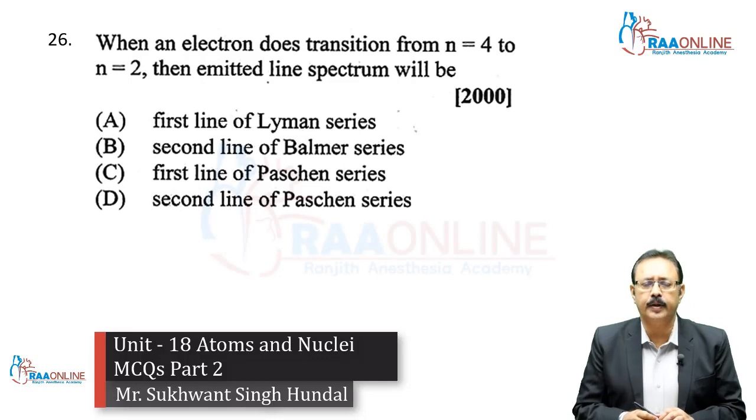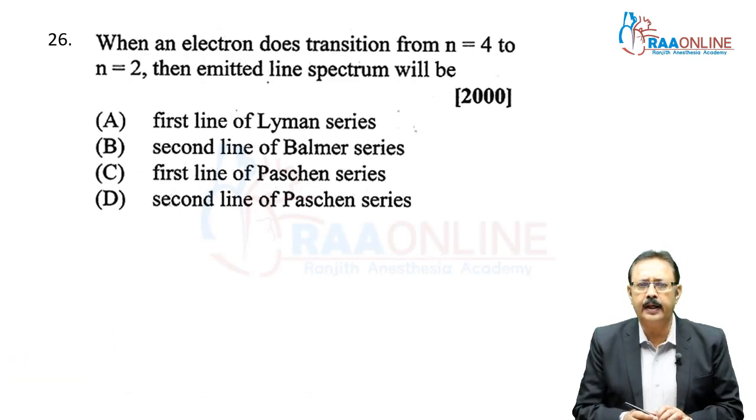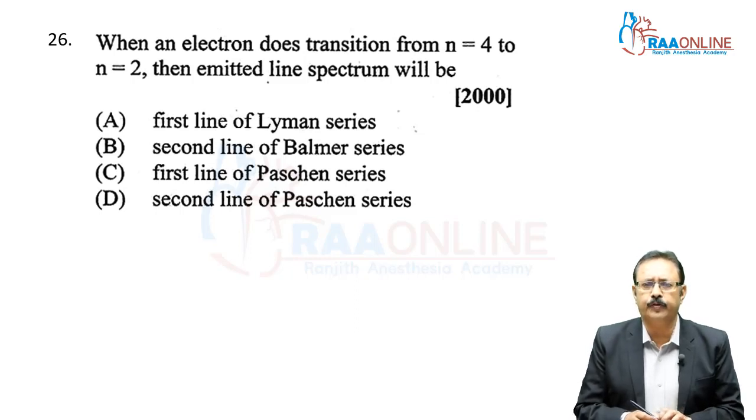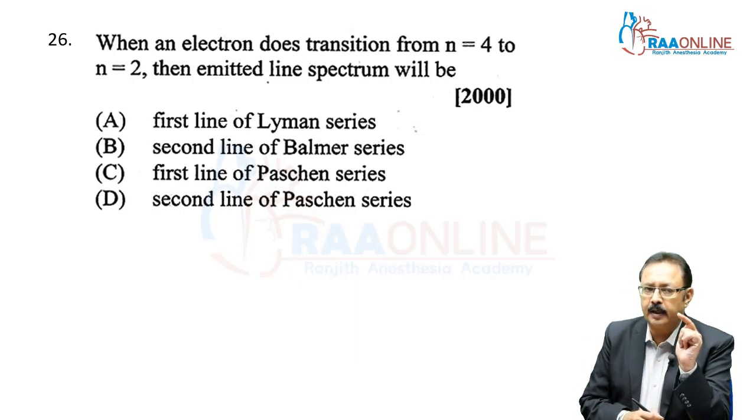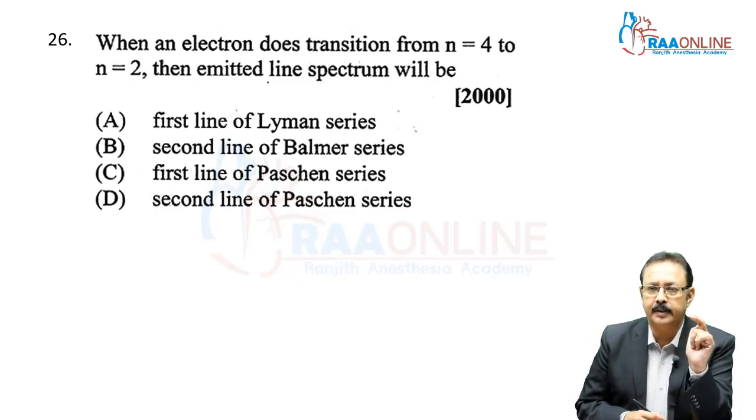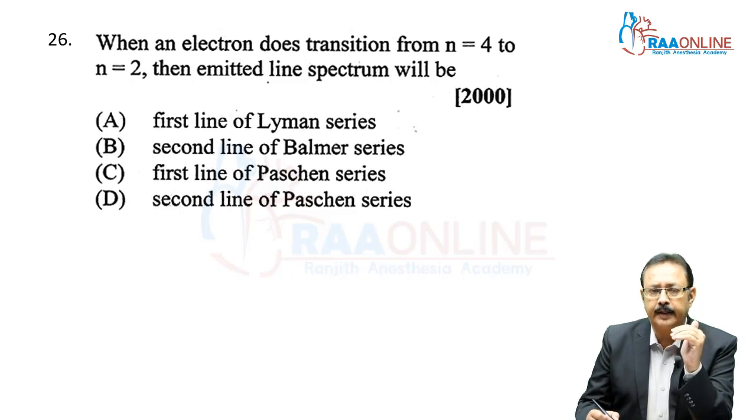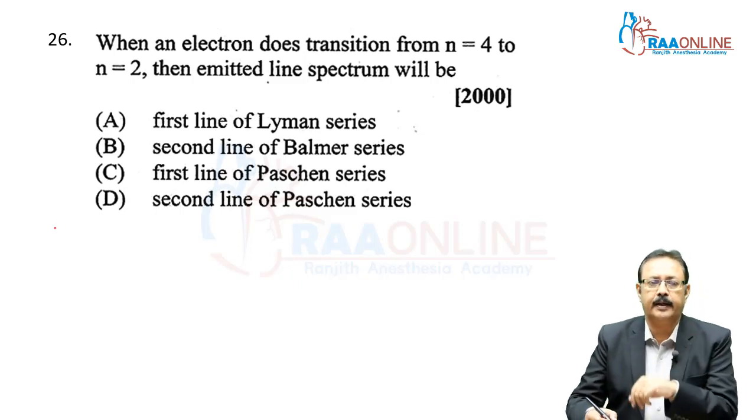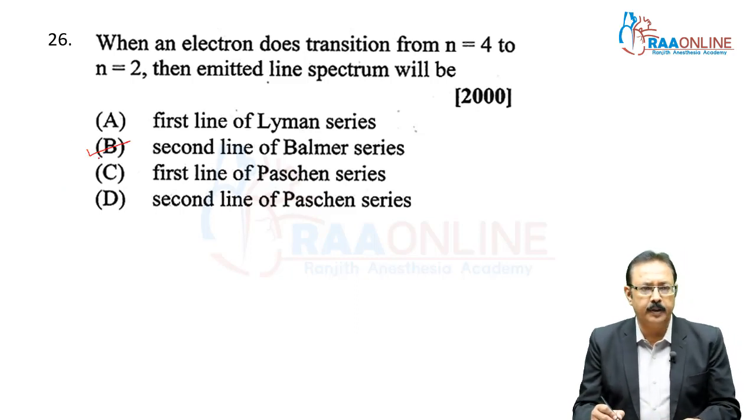Now it is the 26th problem from 2000 AIPMT. When an electron makes a transition from n equals 4 to n equals 2: if it comes to n equals 1, it is the Lyman series. Coming to n equals 2 means the Balmer series. From third to 2 is the first line, fourth to 2 is the second line. So we will go with option B, second line of Balmer series.